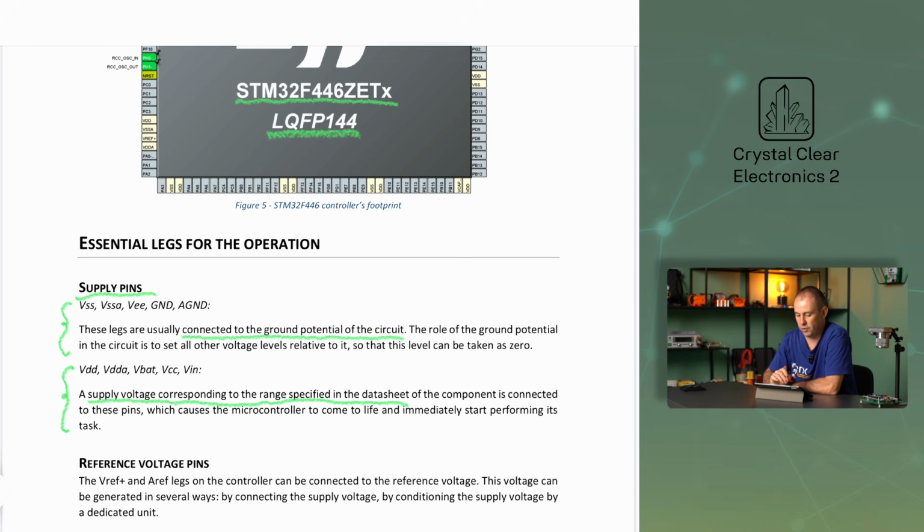The VREF+ and AREF legs on the controller can be connected to the reference voltage. This voltage can be generated in several ways: by connecting the supply voltage, by conditioning the supply voltage, or by a dedicated unit. The microcontroller uses these voltages as a reference for the analog to digital converter, the ADC, and the digital to analog converter, the DAC periphery. You can learn about these converters in detail in chapters 11 and 12.